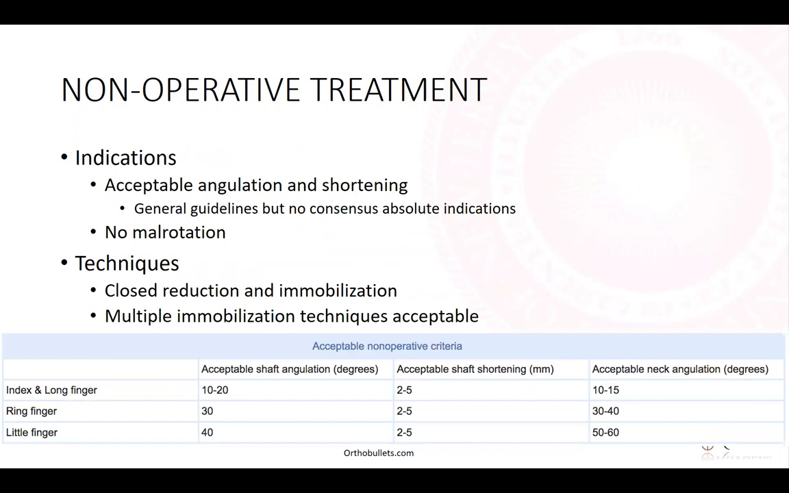For non-operative treatment indications, similarly, there are general guidelines about acceptable angulation and shortening. Really, any amount of malrotation is an operative indication. Techniques, like we discussed with metacarpal neck fractures, include closed reduction and immobilization, and multiple immobilization techniques have been described. This is just a table out of OrthoBullets, describing the general range of acceptable angulation for these fractures, which is less in the shaft than it is in the neck.